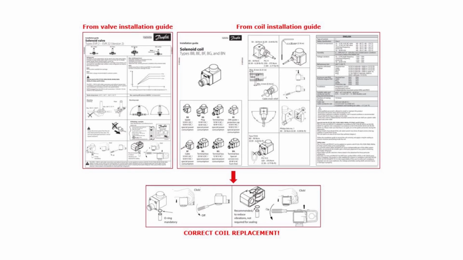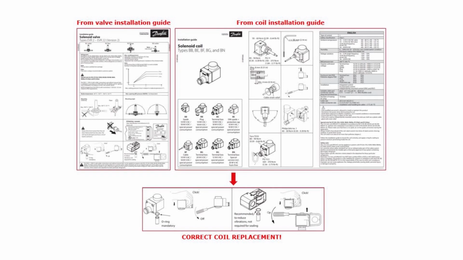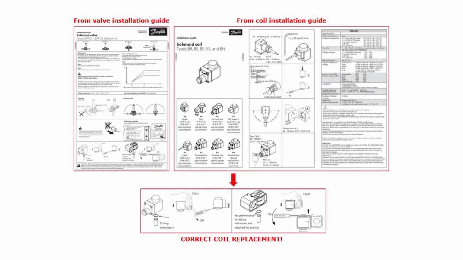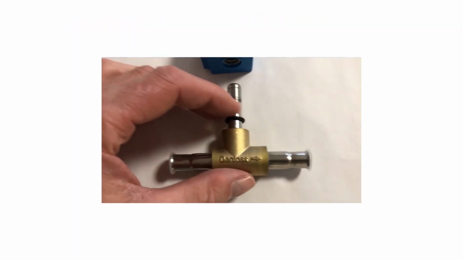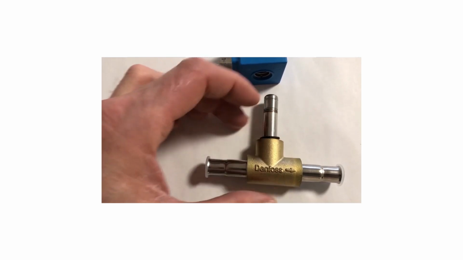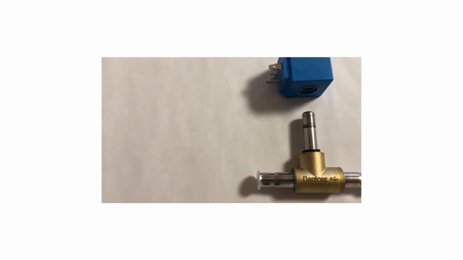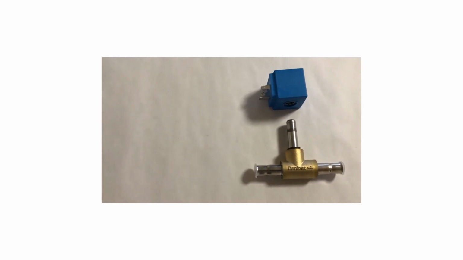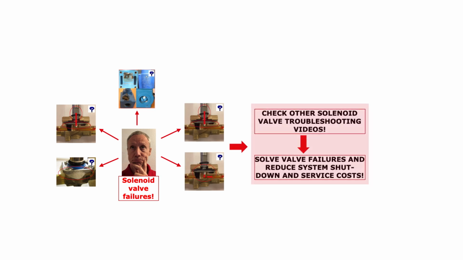Follow the instructions in the valve and coil installation guides, which are supplied with the valve and coil, as seen in these examples. Remember to mount a coil O-ring on the valve armature tube between the valve and the coil, if needed by the coil type, and if not already mounted on the valve. This is shown here in this example. Check out the other online solenoid valve troubleshooting videos to get more information about coil failures and how to solve them.